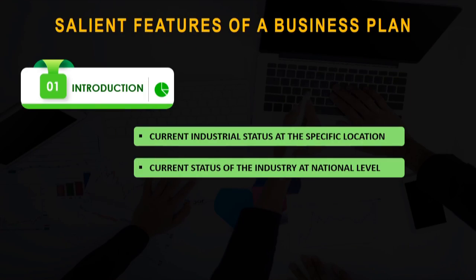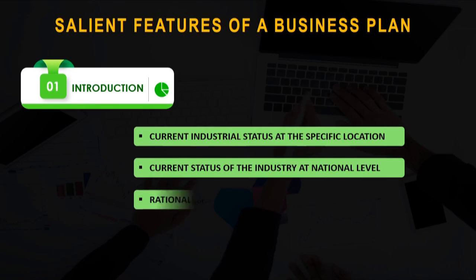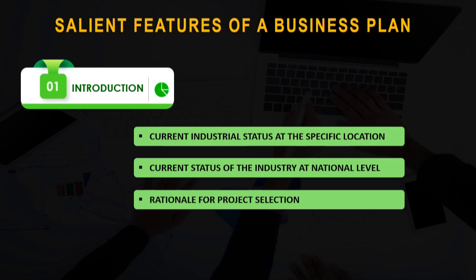Then the current status of the industry at the national level. That was at the location, a specific area. This is at the national level. How is that industry running at the national level? Is it in demand, or is it future oriented? You have to see that. And then you have to give the rationale for project selection. Why have you taken up this specific project? You have to justify. The justification could be on many parameters, like for example, the government's policy.